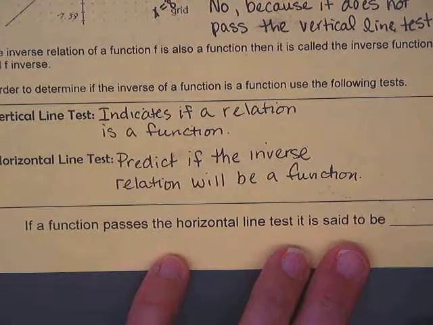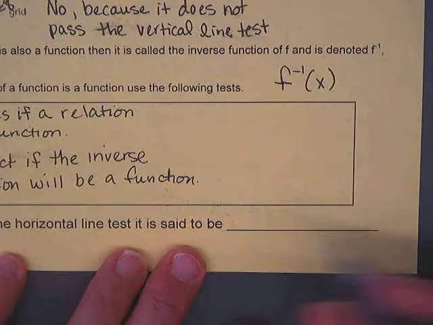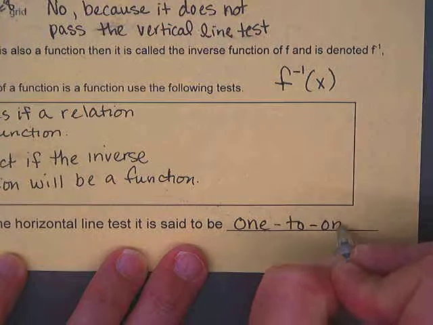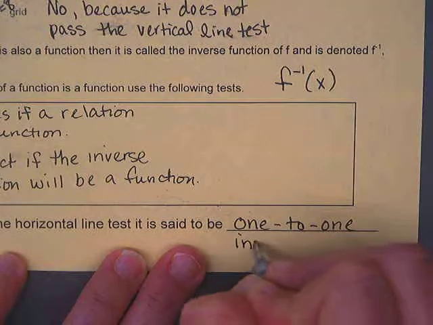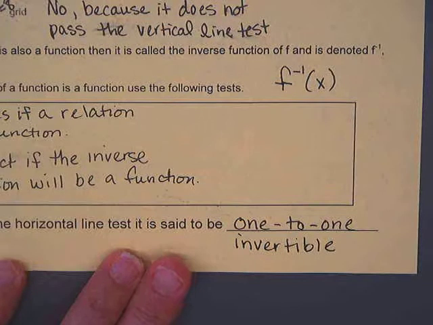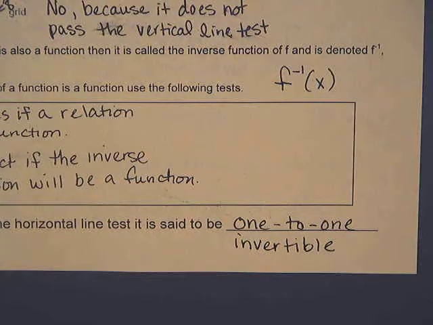A couple vocabulary words at the bottom. If a function passes the horizontal line test, it is said to be one-to-one. Another vocabulary word is invertible. Both of those are used to describe a function that has an inverse relation that's always also a function.